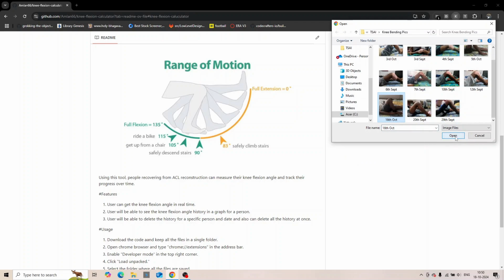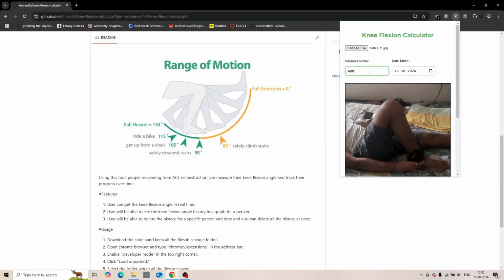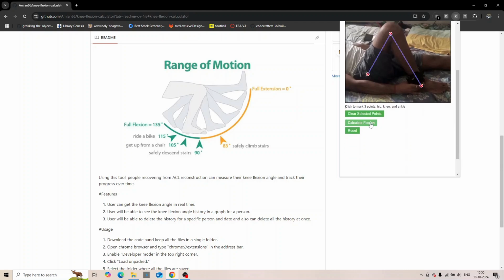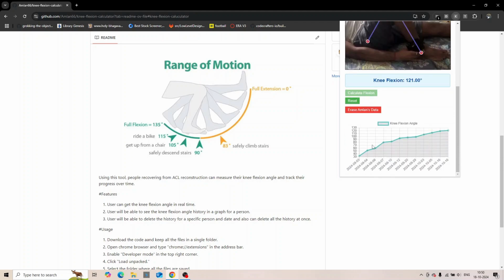Now, let's check my progress over a period of 1 month. So, taking this image from 16th October, I have all my data under my name. Let's select 16th October, and it's roughly the hip, knee, and ankle. So this is how it looks for all the data points I have had for the last 1 month for myself.